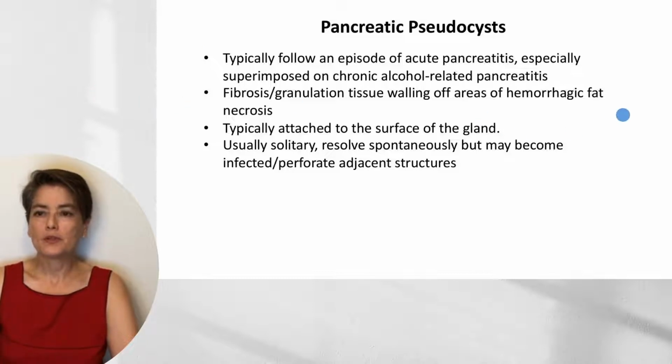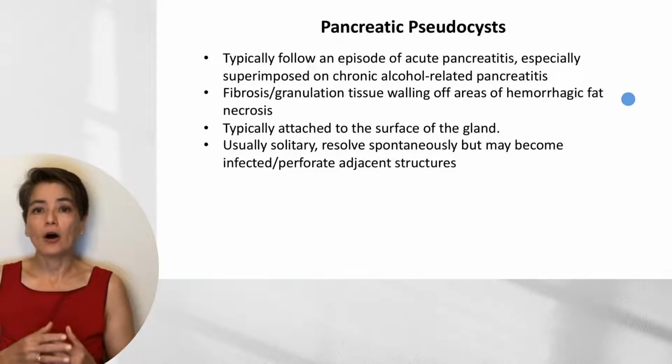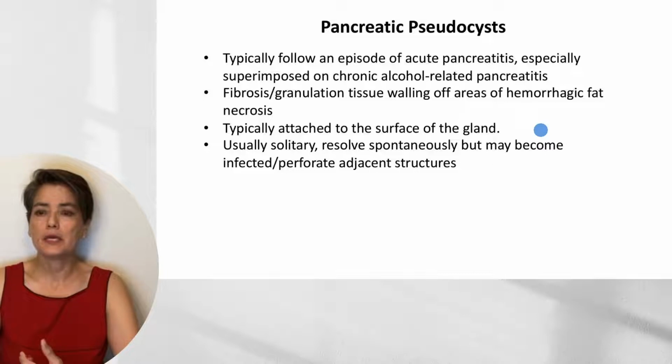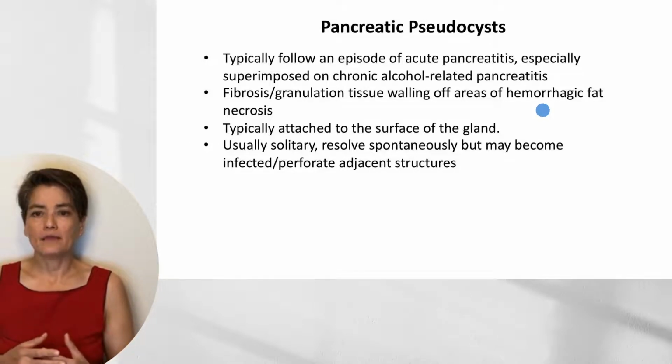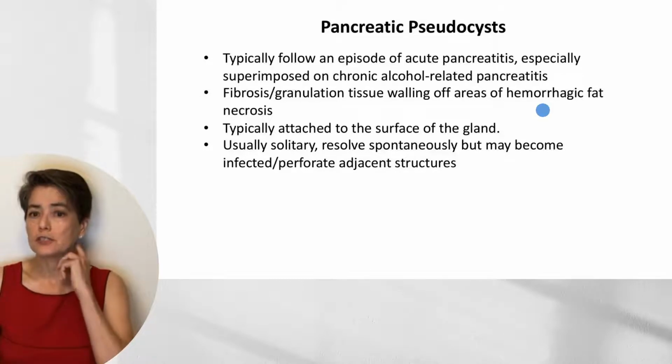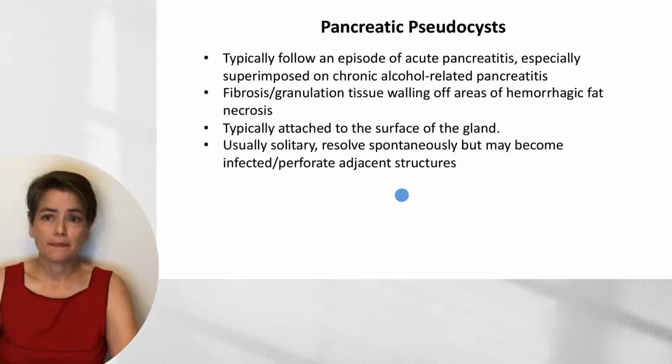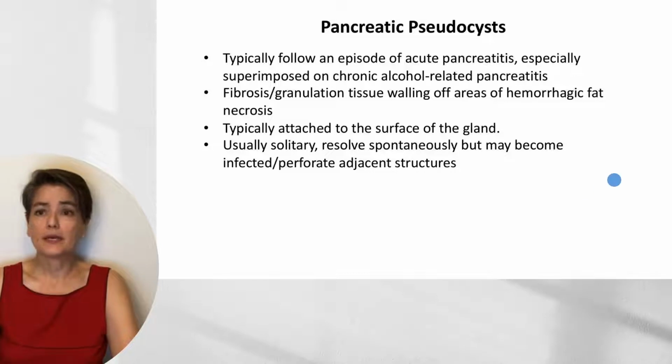And what happens is, with this extensive hemorrhagic fat necrosis, the body's going to try to wall that off using fibrosis and granulation tissue. And this will typically be a pseudocyst that will appear on the surface of the gland. It's usually solitary and resolves spontaneously, but because it's on the surface of the gland, it may involve and perforate adjacent structures, and it may become infected. We call it a pseudocyst because it does not have an epithelial lining. The lining is this fibrosis and granulation tissue.